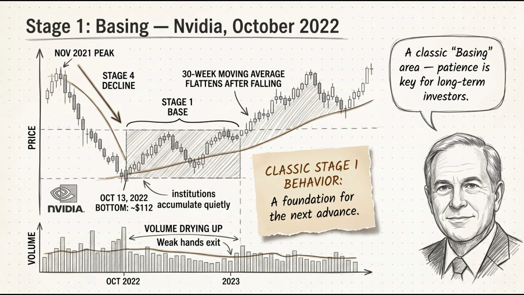Let's look at Stage 1, the basing phase, using NVIDIA in October 2022 as our example. After peaking in November 2021, NVIDIA entered a brutal Stage 4 decline. By October 13, 2022, the stock bottomed near $112 per share, split adjusted.